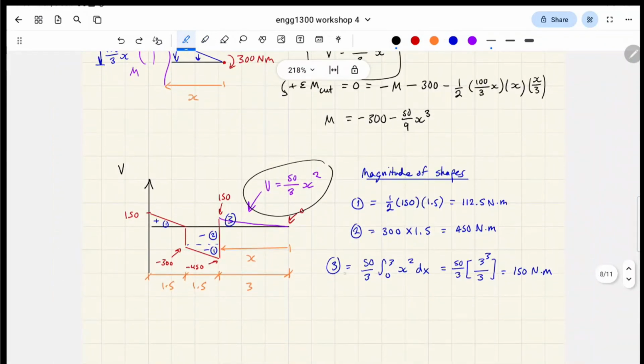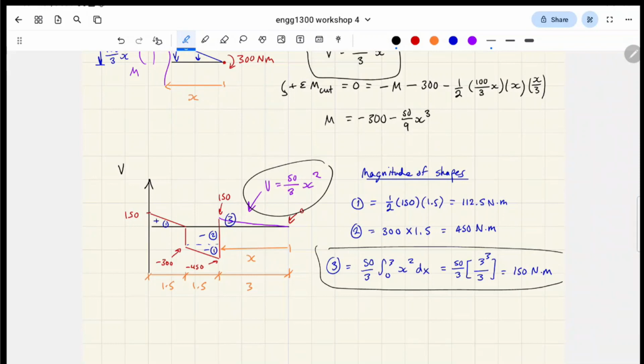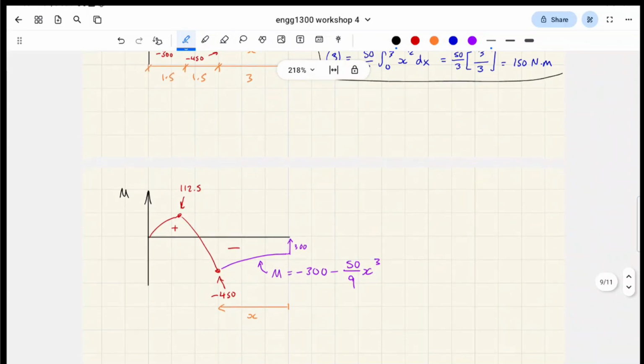And so you can do this if you want. You can get the integral of that shape, the area under that function, by integrating it between x equals 0 and x equals 3, right? And here's how our shear force and bending moment diagram looks in the end.